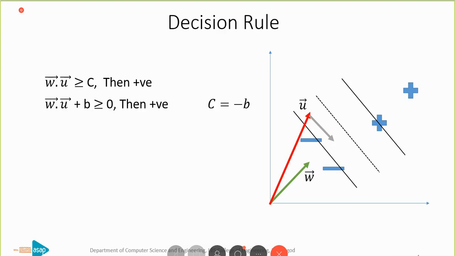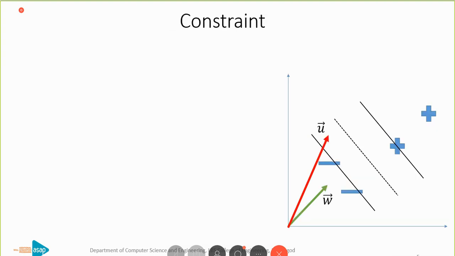We have no idea which constant b to use here. There is no idea about your w either. The only constraint here is that the w should be perpendicular to the median line. That is the only constraint we have here. There are a lot of w that are perpendicular to the median line. It can be of any length. Now let us see how we can add some more constraints to this decision rule and get something out of it.